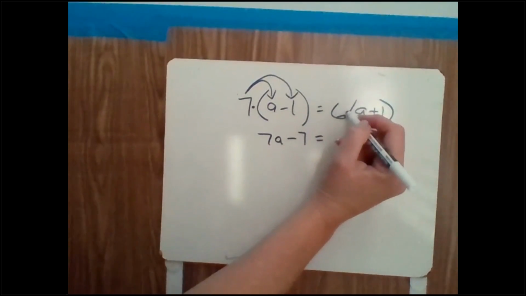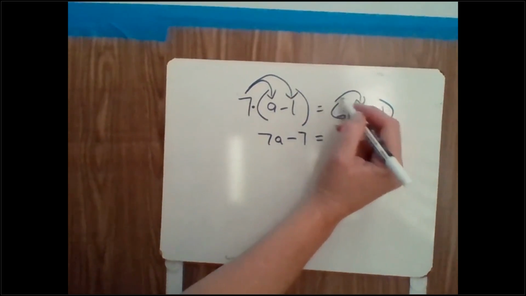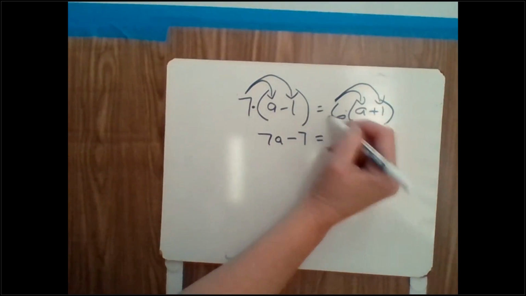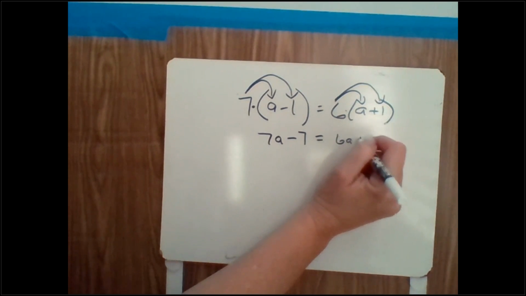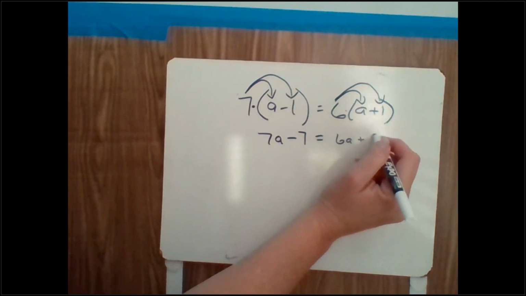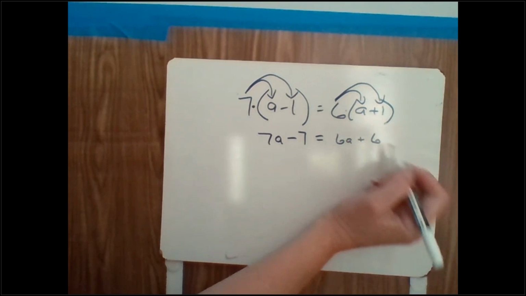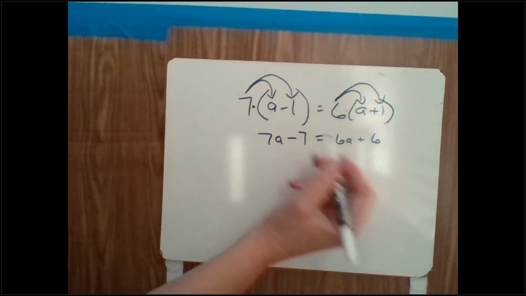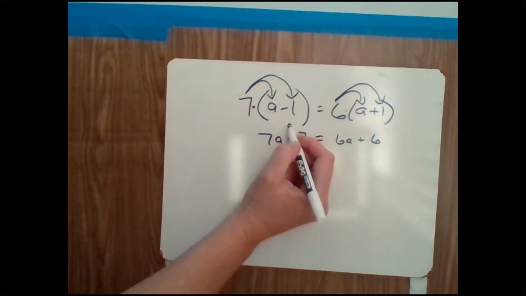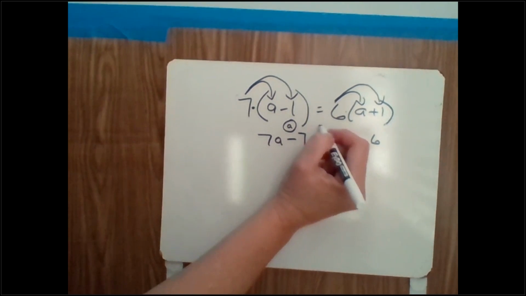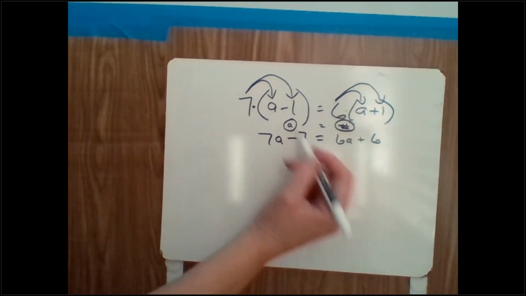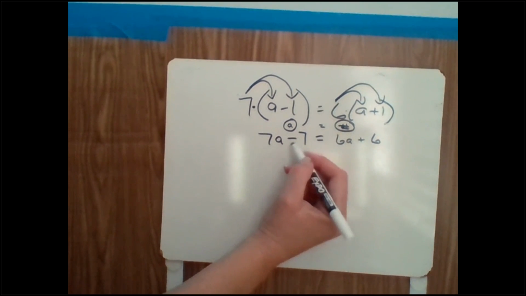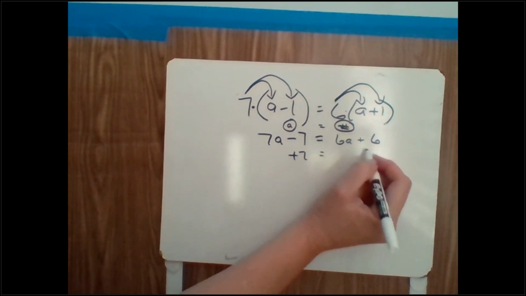Same thing over here. I have to multiply the 6 times everything in parentheses. 6 times A is going to be 6A. 6 times +1 is going to be +6. Now I need to solve. I've got more A's on the left, so I'm going to leave my A's on the left. That means all of my numbers I'm going to put on the right. So 7A, that's right where I want it. -7, I need to get that to cancel. I need to undo that.